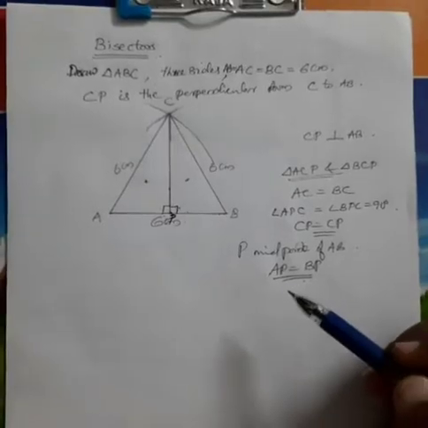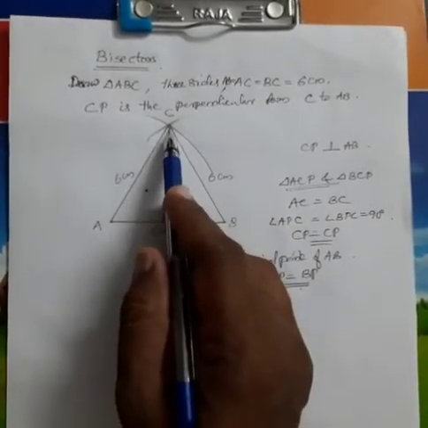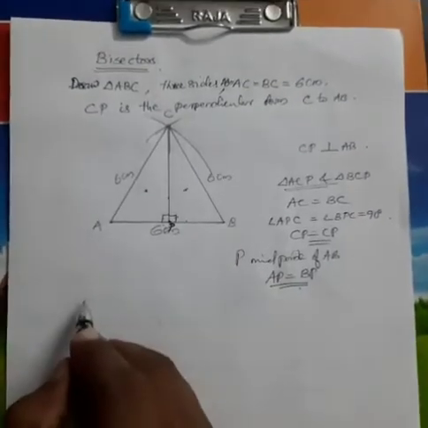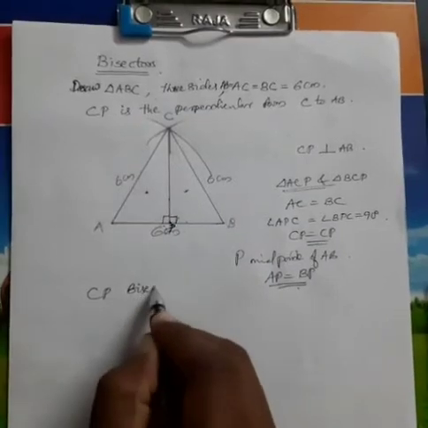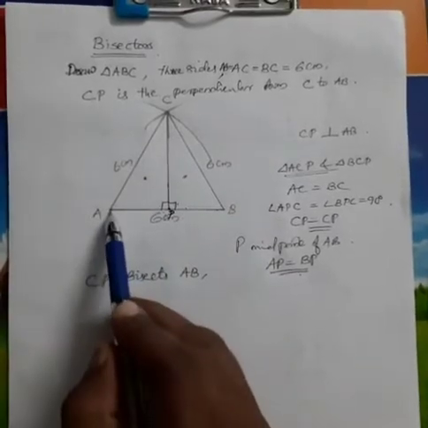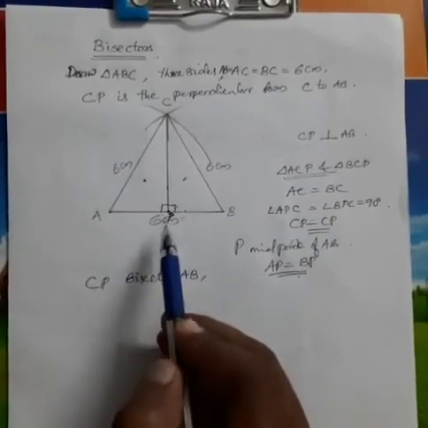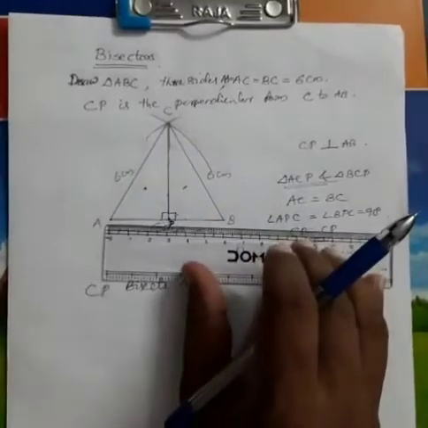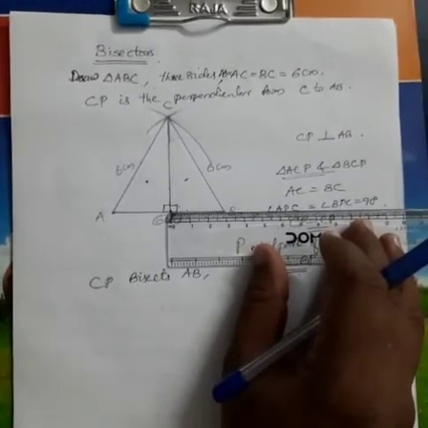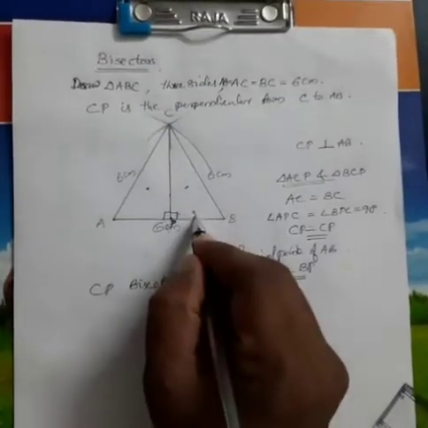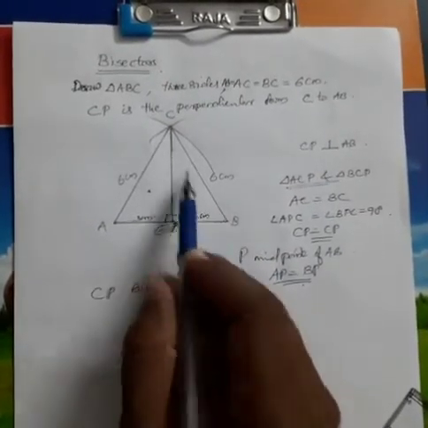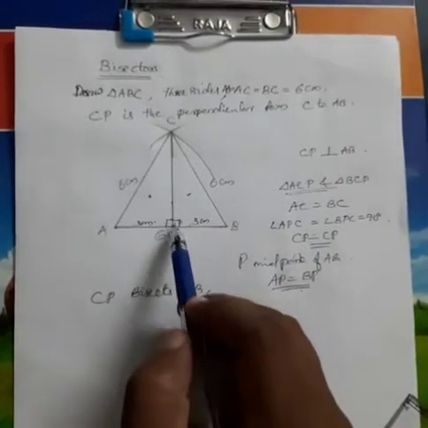Now from this we can write CP bisects AB. Why? If the length of AB is 6 centimeter, then if you measure AP, how much is that? 3 centimeter, and this also 3 centimeter. So the length we got is the same. That means AB should be bisected by CP.